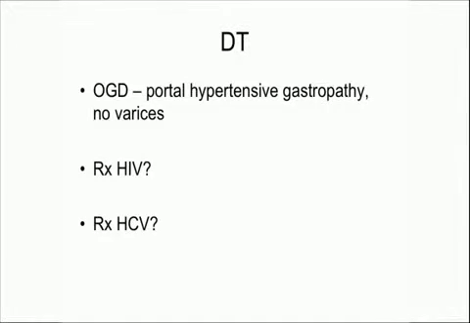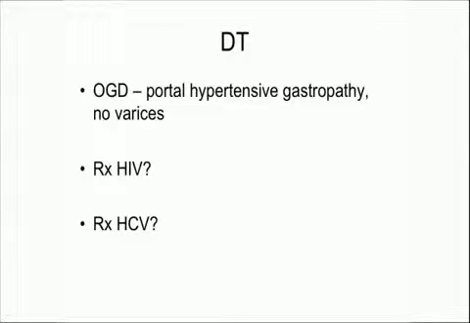Okay, so let's go back to this patient. So he did have an upper GI endoscopy, and there were no esophageal varices. There was just some portal hypertensive gastropathy. So, you know, we were sure this man was going to have a little bit of portal hypertension, but he was very lucky, there were no varices.